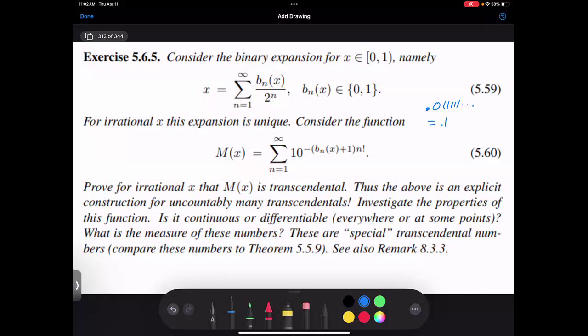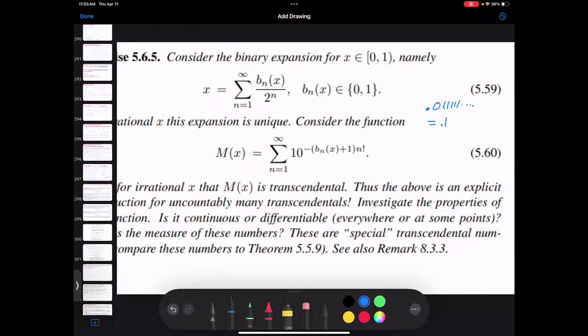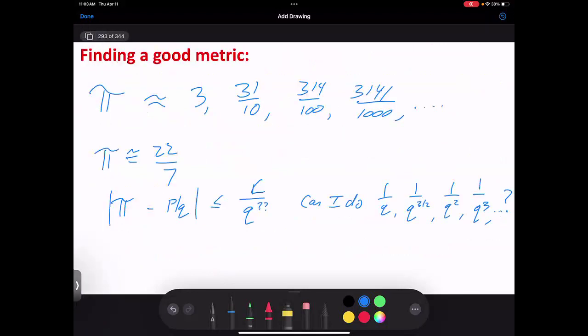Cantor showed us that almost every number is transcendental. We're focusing on very small parts, but at least we're seeing a constructive way of getting a lot of them. So what I wanted to do is just quickly summarize what we did today, because we actually covered a lot today. We started off by talking about finding a good metric.